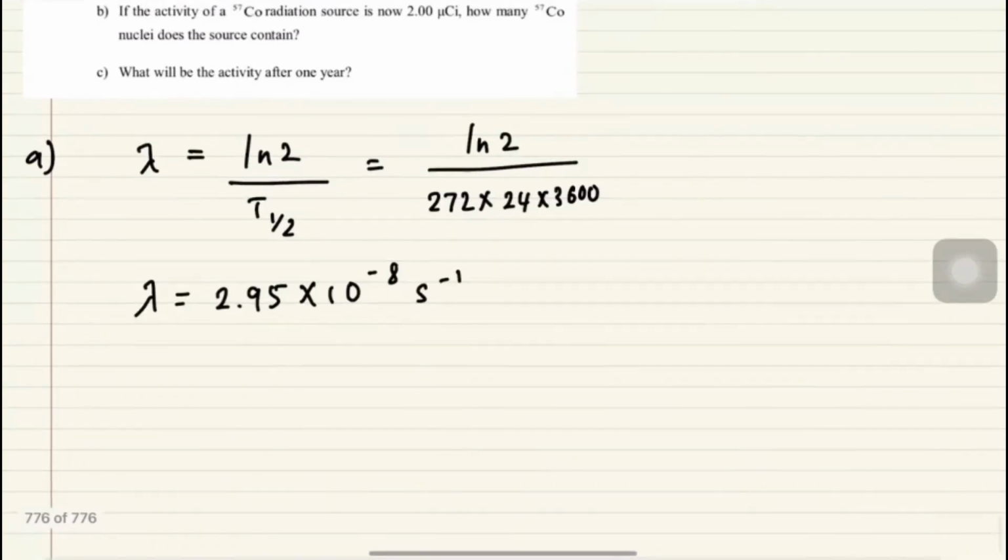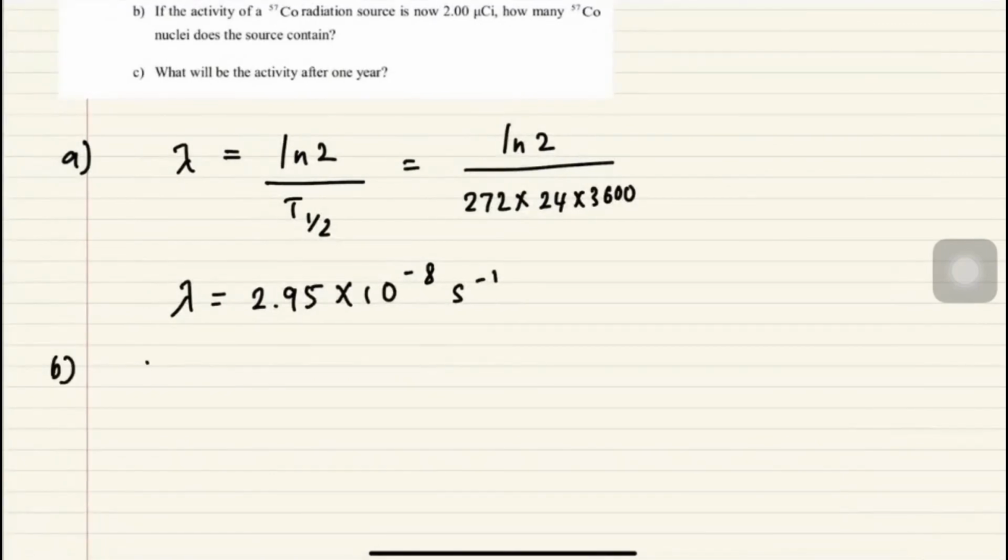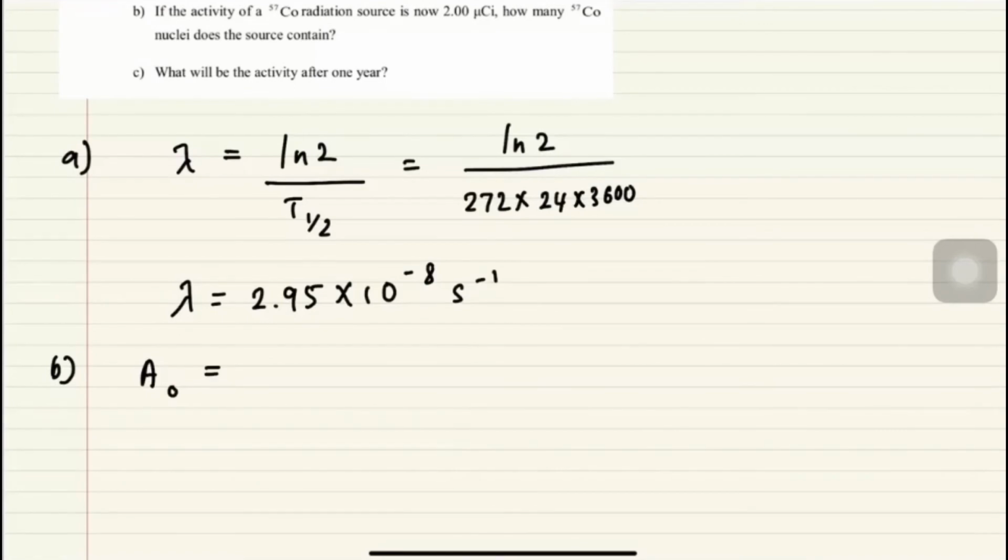Okay, the next one, if the activity of a source is now 2 micro Ci, how many nuclei does the source contain? Okay, this one dia kata A not dia. Dia A not tu sebagai at that moment lah, at that particular time. Kalau A pun boleh juga kamu cakap A kan. Tapi sebab soalan yang last tu kata after 1 year tu, after 1 year tu from this moment, so this is the initial one lah. So A not is equals to 2 microcurie.